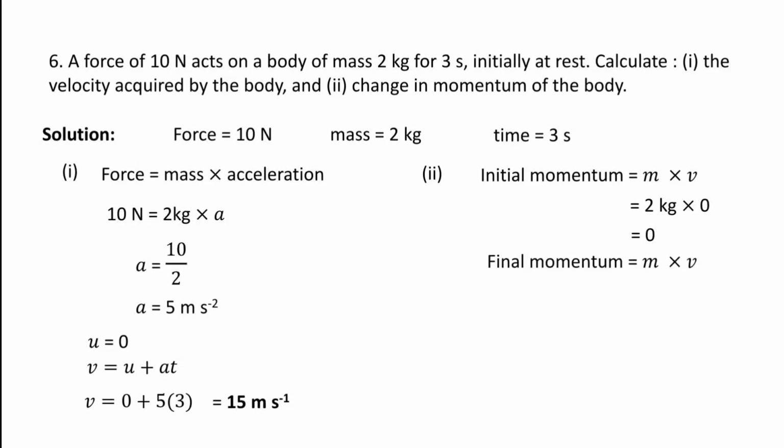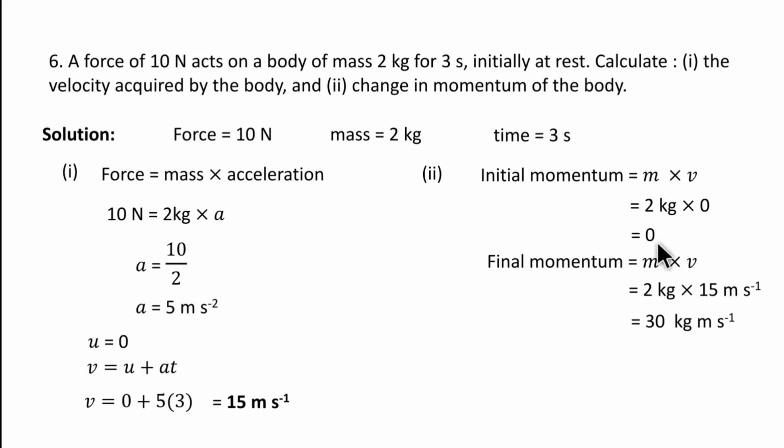Then final momentum is again mv, where v is the final velocity that we have got from here. Now m is 2 kg and the velocity is 15 meter per second. So when you multiply this, the final momentum becomes equal to 30 kg meter per second. So final momentum is this, and the initial momentum is 0.